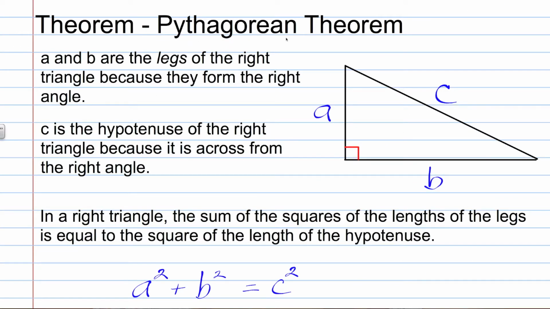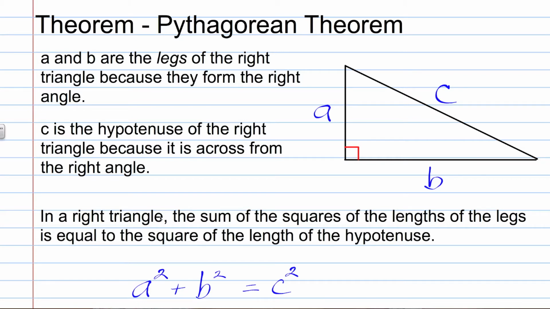The Pythagorean Theorem. Before we get into the Pythagorean Theorem, let's just review real quick about right triangles. Here we're told that A and B are the legs of the right triangle because they form the right angle. So here we have the side A and the side B. They are the legs of the right triangle. C is the hypotenuse of the right triangle because it is across from the right angle, and we can plainly see that there.